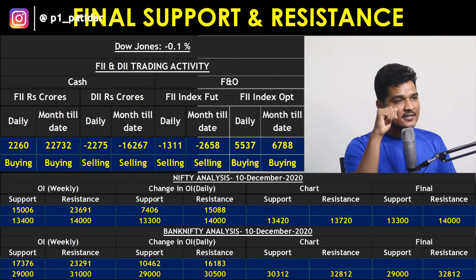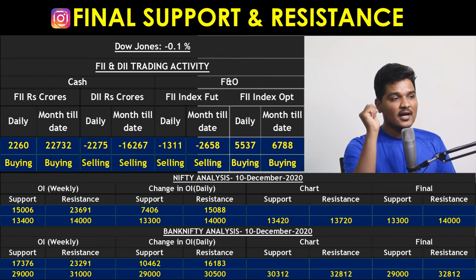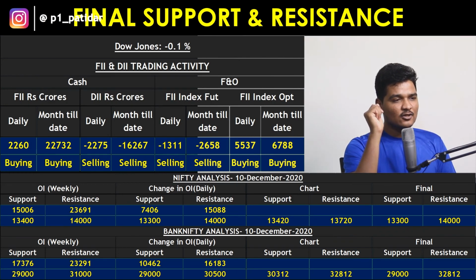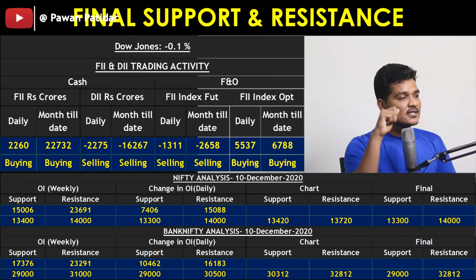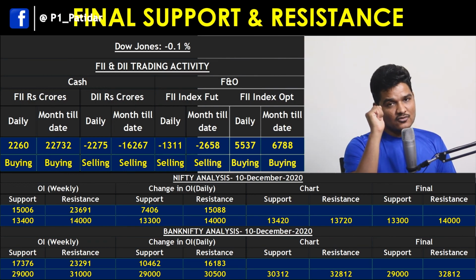Now let's see the support and resistance of Nifty and Bank Nifty. The final support of Nifty is at 13,300 and resistance is at 14,000. Bank Nifty support is at 29,000 and resistance is at 32,812. This 32,812 is hard to reach. I have taken it 2,500 above support from our analysis of the chart. But you can see there is one more resistance, 31,000. Bank Nifty might not go above 31,000.